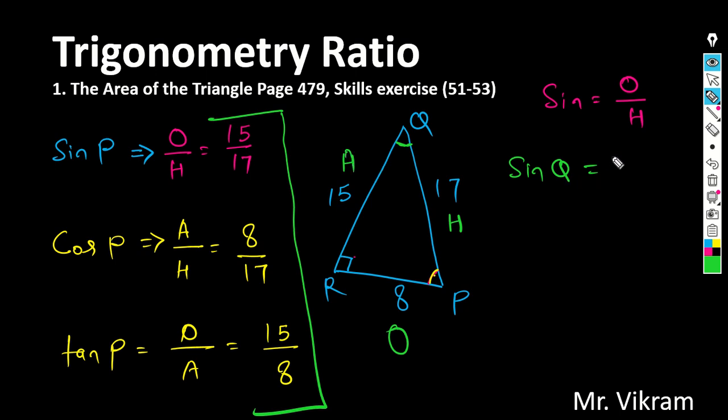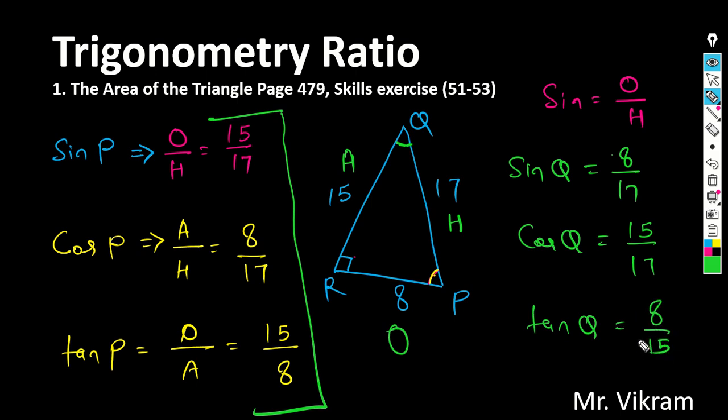So sine Q, again opposite over hypotenuse, so 8 over 17. Cos Q will give you adjacent over hypotenuse, 15 over 17, and tan Q will give you opposite over adjacent, which will be 8 over 15. That's how we will find the angles and trigonometric ratios.